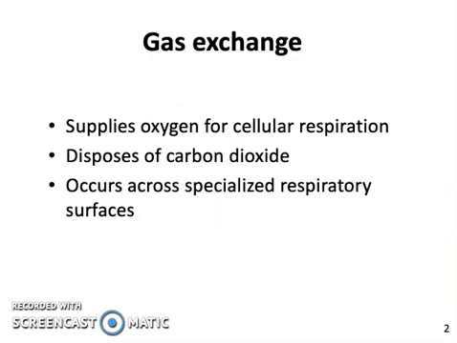There are two physiologically important gases that move between the atmosphere and the body, oxygen and carbon dioxide. Oxygen from the atmosphere is brought into the body for cellular respiration. Carbon dioxide is produced in the body as a result of cellular respiration and is removed to the atmosphere. But these processes, oxygen moving into the body, carbon dioxide moving out of the body, occur in the lungs across specialized tissue surfaces.